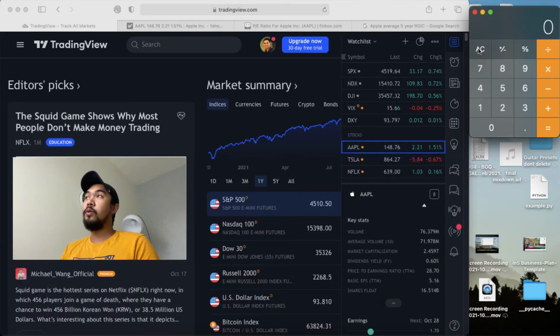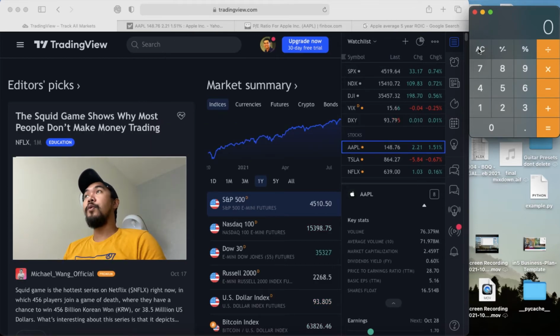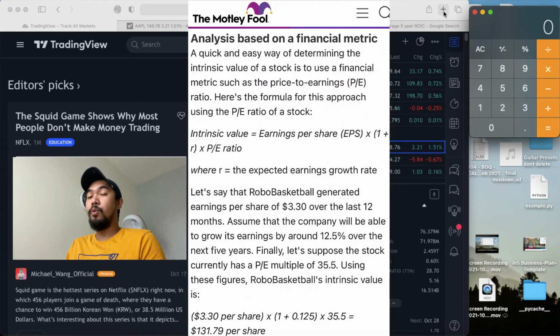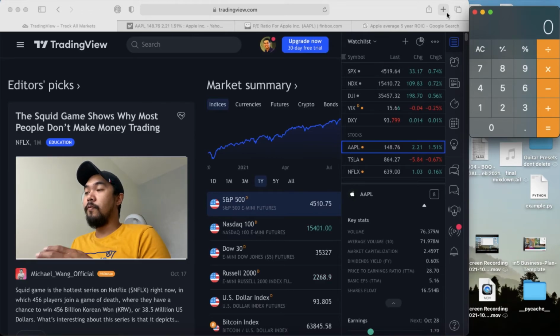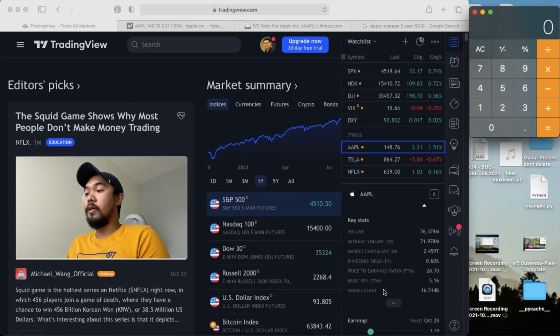Now let's try to find the intrinsic value of the stock itself and see what we are willing to pay to get an Apple stock. Okay, so what is the price that we want to pay for an Apple stock? So here I'm just gonna use the Motley Fool financial metric evaluation. The way is to value the stock based on the financial metrics that you have. So we're going to use the EPS and the PE ratio here in TradingView.